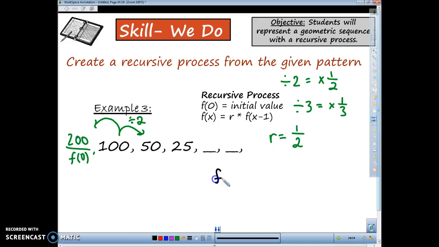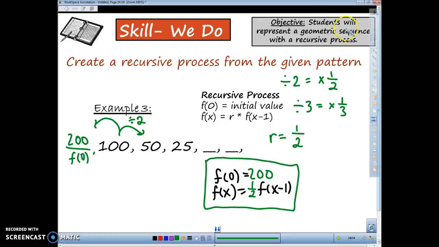So here's my recursive process. f of 0 is equal to my f of 0, which is 200. And the second line, remember these always have 2 lines, f of 0 equals and f of x equals. Well, the previous term, f of x minus 1, right? That's always a constant. That's why I wrote it in black. And then we're going to multiply times our ratio. And here our ratio is 1/2. So 1/2 of the previous term gives you the next term. And that is our recursive process for a geometric sequence. Remember, that's our objective. Our objective is to get this down pat.